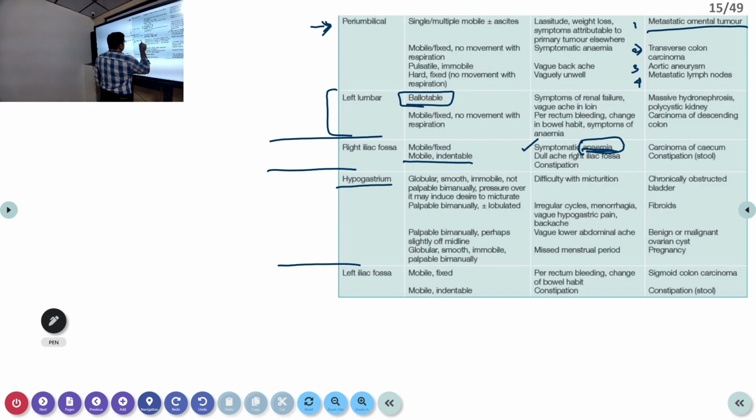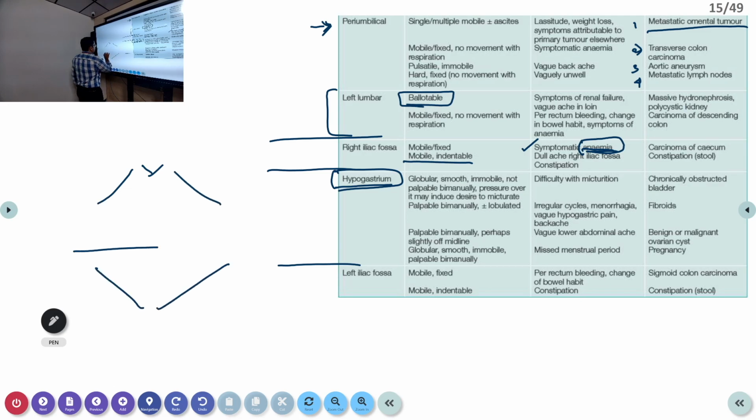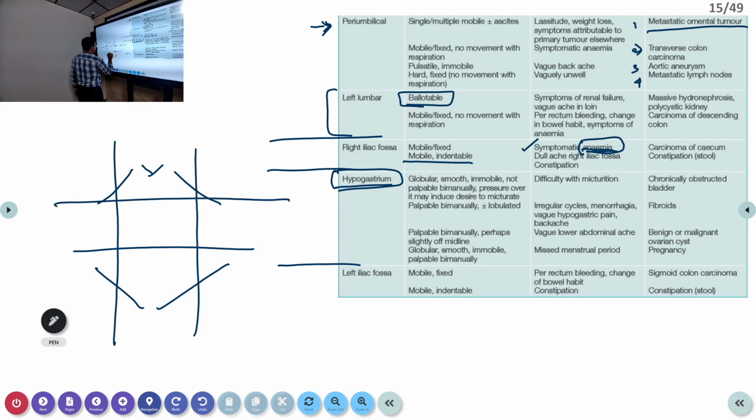Next is the suprapubic area, or the pelvic area, that is called the hypogastrium. So what are the structures there in the abdomen? We have the four lines there, isn't it? So here the uterus may be there.